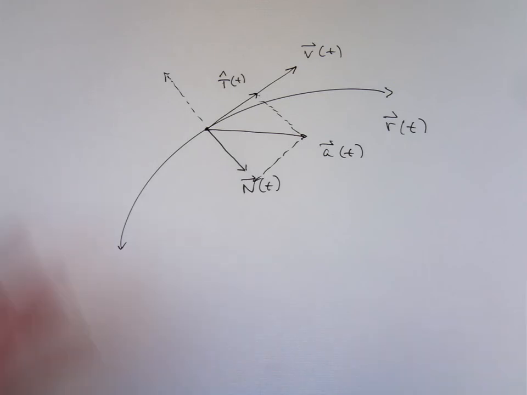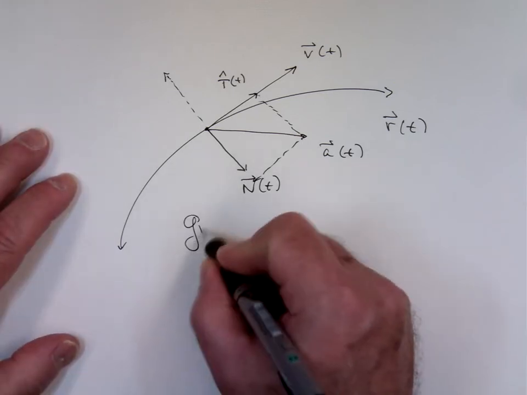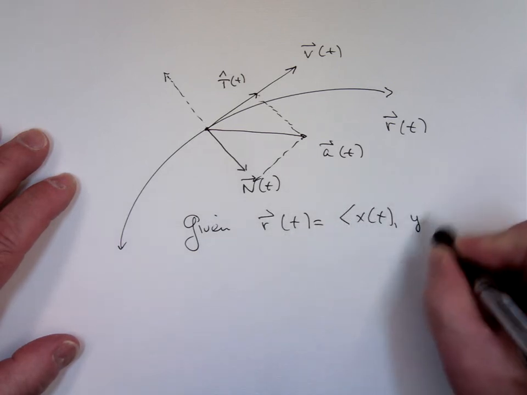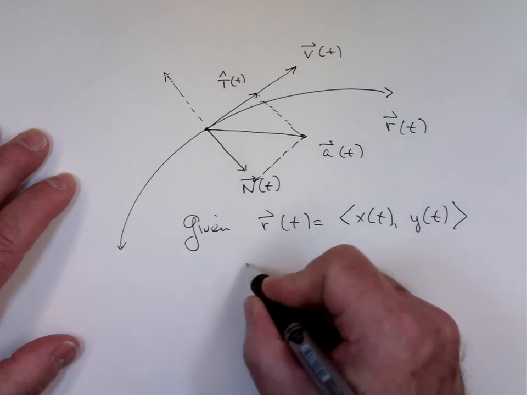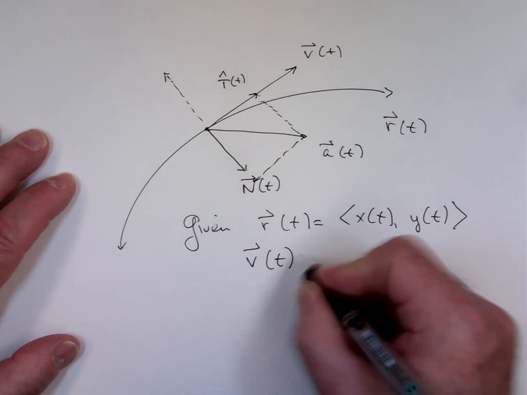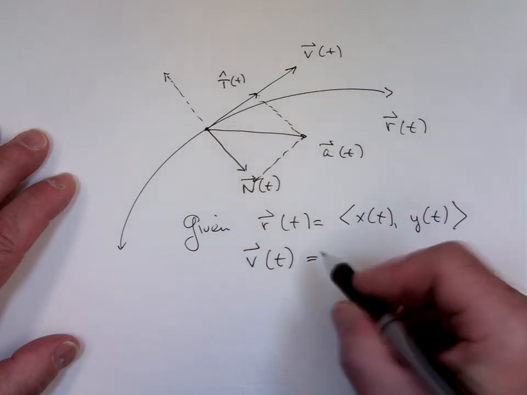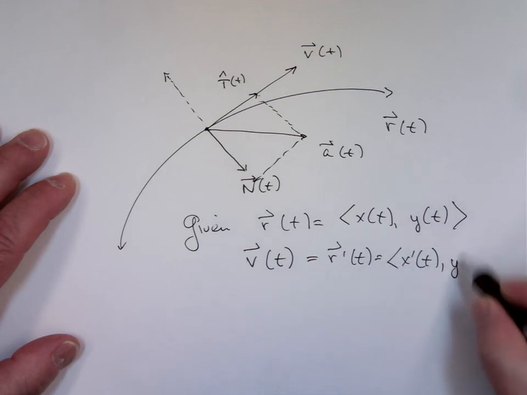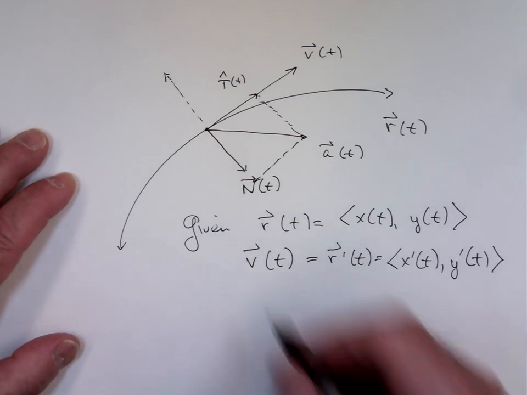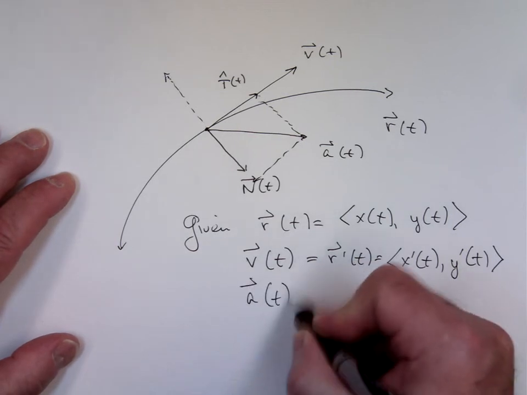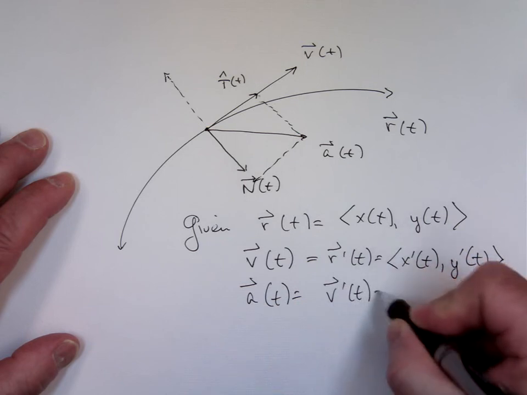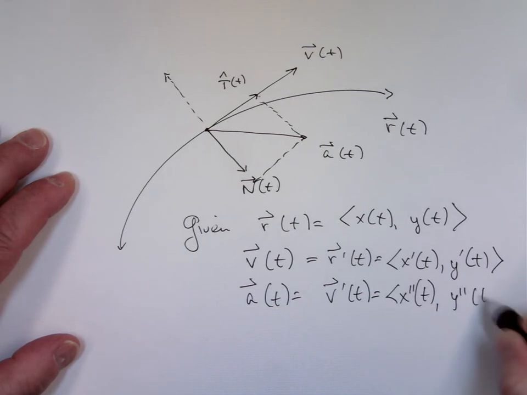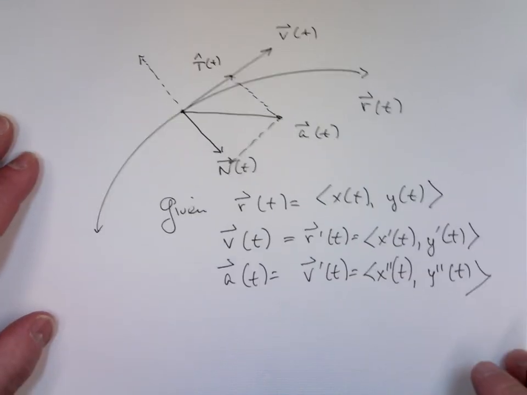Let's say we're given r of t is equal to x of t, y of t. The velocity vector, this velocity vector is going to be r prime of t. It's just what you would expect it to be. And the acceleration vector is going to be the derivative of the velocity vector, which would be the second derivative of our vector valued function. Like so.